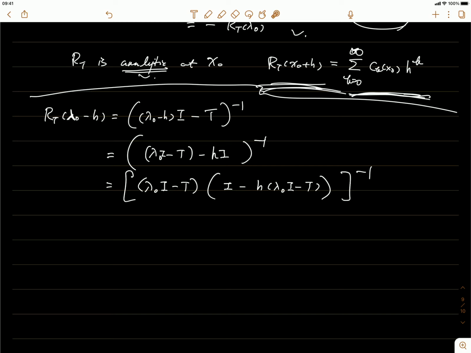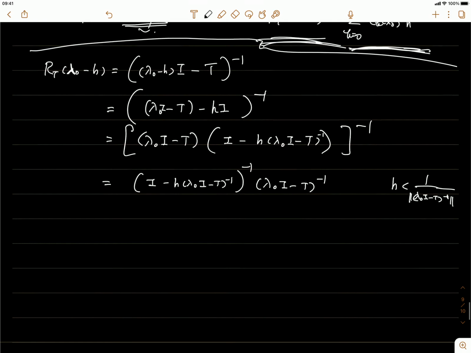As you can see, h just needs to be less than 1 over the norm of the inverse of lambda 0 I minus T. Oh, sorry, this is the inverse. If h satisfies that, then this is invertible, and it's not just invertible, we know what the inverse is. Let me write it out first, times lambda naught I minus T inverse.